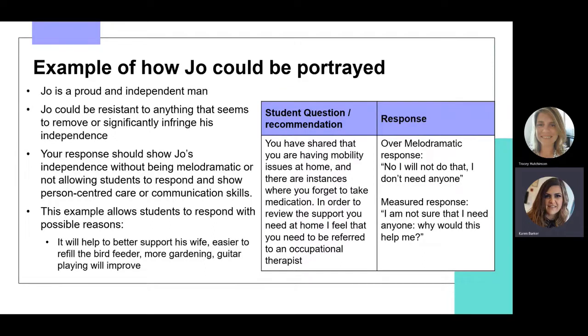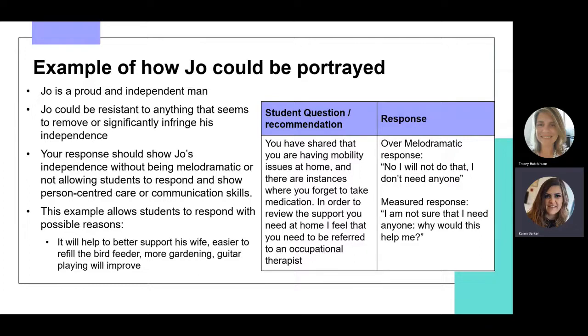We know the following about Joe. He's a proud and independent man, and Joe could be resistant to anything that seems to remove or significantly infringe his independence. Your response should show Joe's independence without being melodramatic or not allowing students to respond and show person-centred care or communication skills.